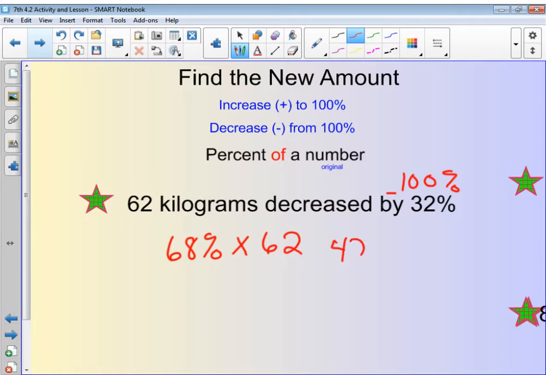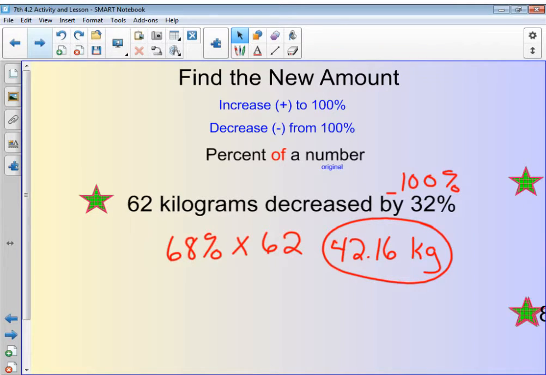Okay, 42.16. So if they had asked for the nearest kilogram, then you would say it's 42. Otherwise, you could leave your answer exactly as you see it. I would say if you get one of these where the answer has a lot of decimal places, maybe go to the nearest hundredth or the second decimal place, unless it specifically says to round to the nearest number. So it's about 42 kilograms.